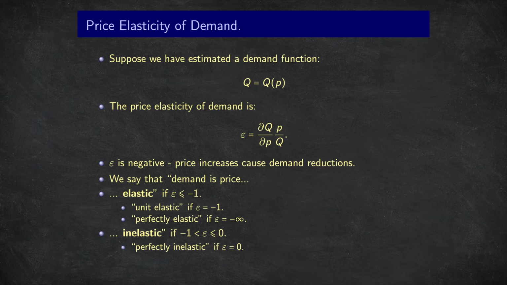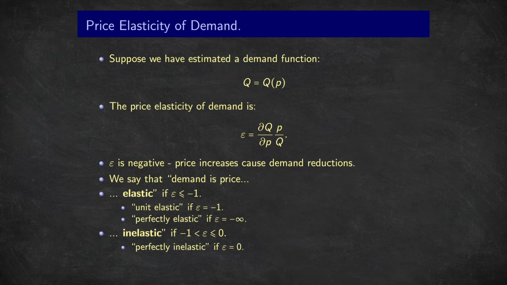And there's some common names to distinguish between different cases. So we will say demand is price elastic if this epsilon is less than -1, so in absolute terms it's a bigger number than 1, it's more negative than -1. And what does this mean? This means that if the price goes down by a certain percent, demand goes up by a greater percent. So demand responds a lot to changes in price.